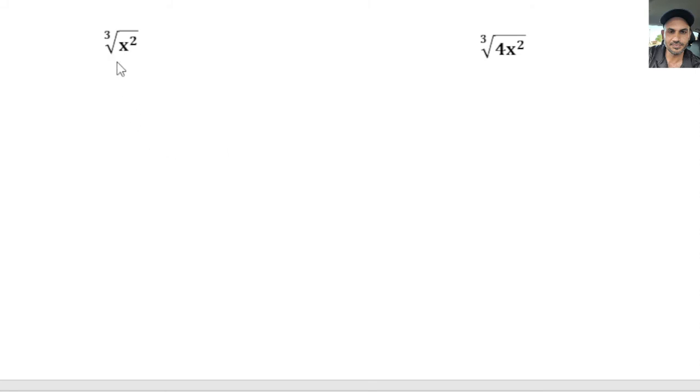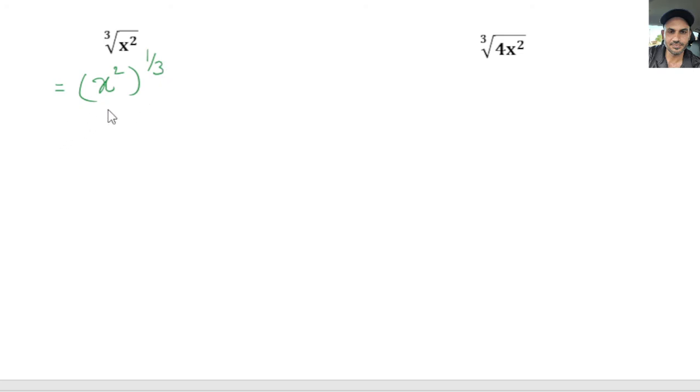So here we have the cube root of x squared. The first thing we want to do is simplify it a little. So we have x to the second power raised to the 1/3. This is what cube root means, it's raised to the 1/3.